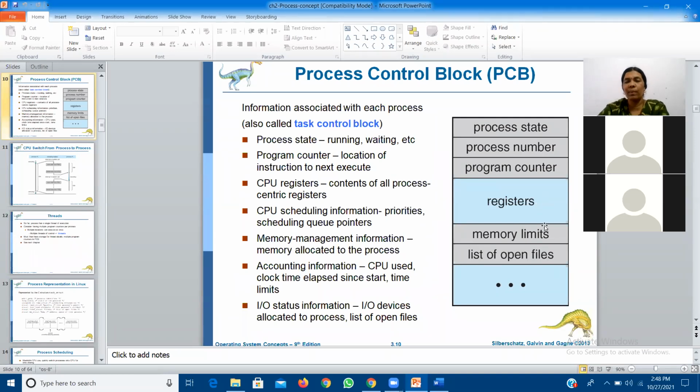Whichever process it is, we should identify in which queue that process is there. Three queues are there: job queue, ready queue, and device queue. In one of these queues the process will be residing, so the pointer or the address of that queue should be maintained as a part of this PCB.